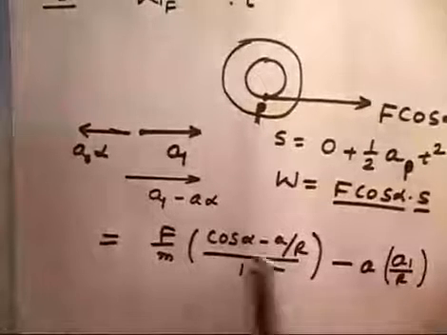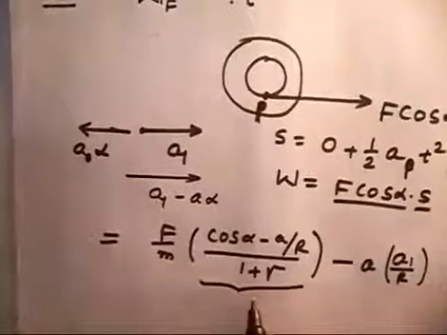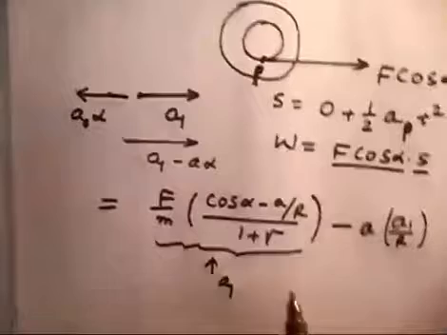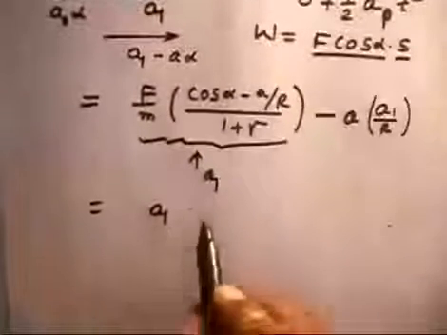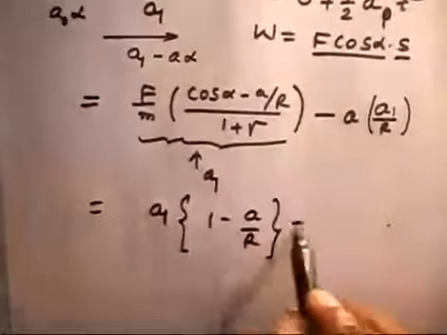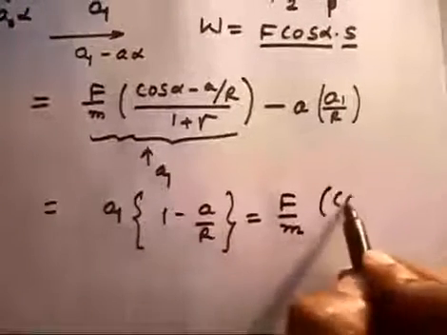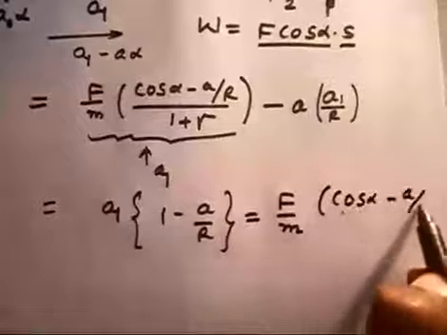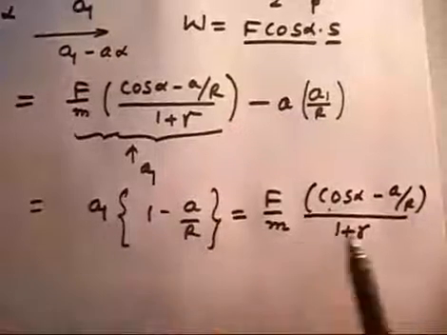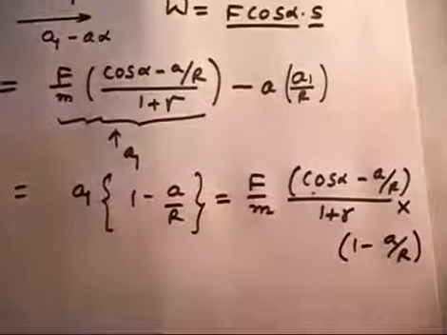Now even if I have not put in the numbers, I have got a better result. So this whole term is A1, and this is a into A1 by R. If I take A1 common, I can do better: 1 minus a by R. And A1 is this total term, F by m cos alpha minus a by R over 1 plus gamma, into 1 minus a by R. So this is the acceleration of this point.